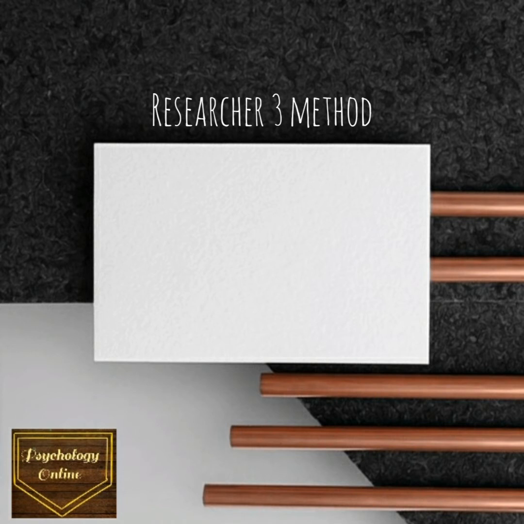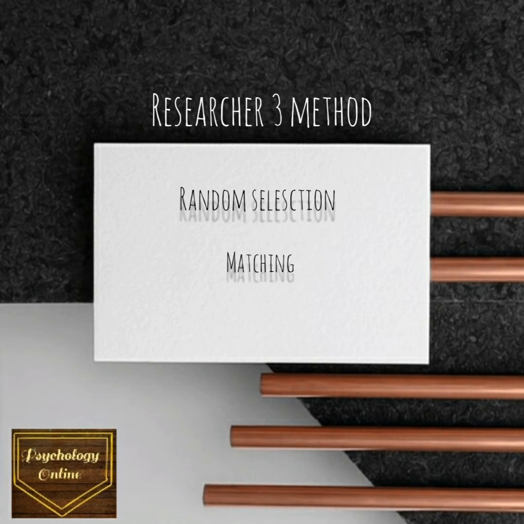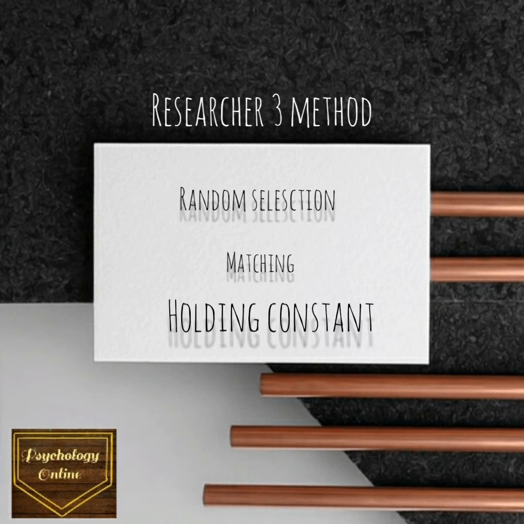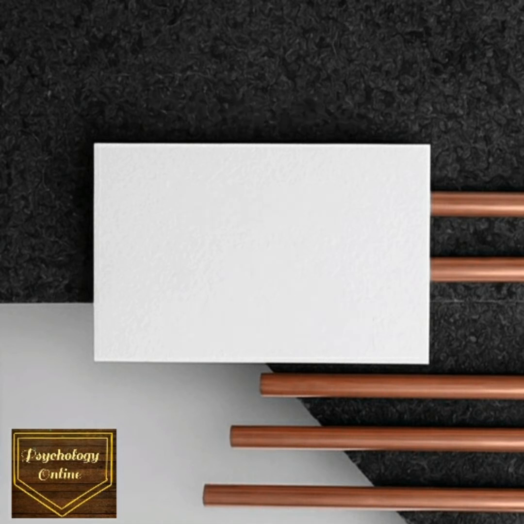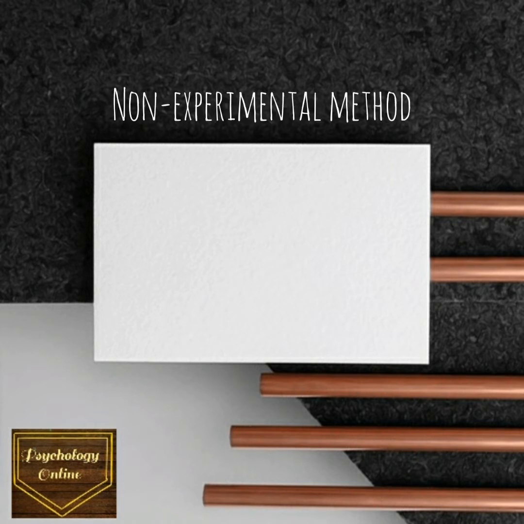First one is random selection of participant. Second one is having individuals of both groups with matching characteristics. Third one is holding constant some of the variables. So these were the three methods that a researcher uses to control variables other than the variables used in experimental group. Now let's move towards second research method, that is non-experimental method.